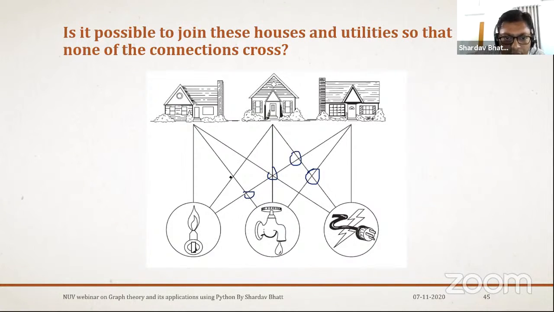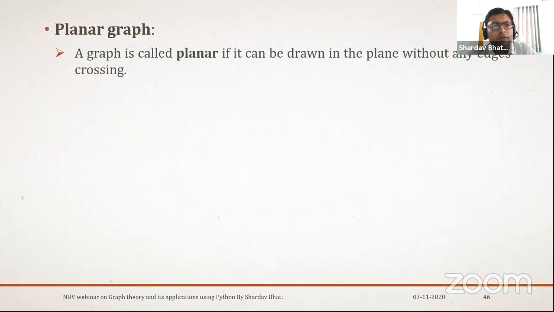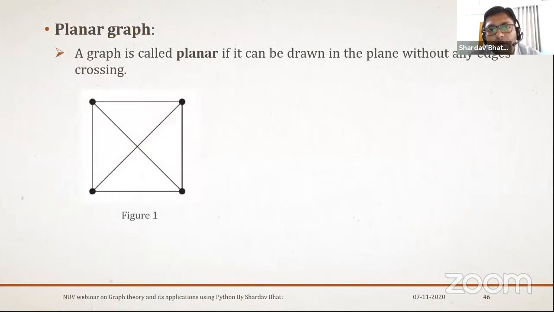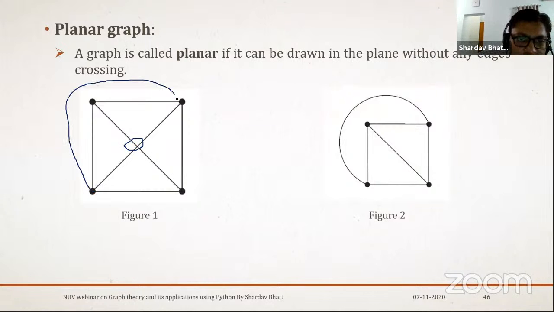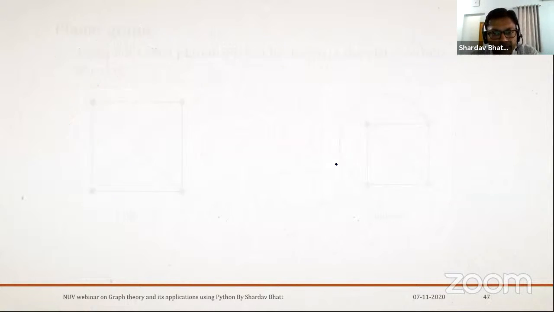You can see there are already so many crossovers of edges. I don't want crossover of edges in my graph. If that is possible, then it's known as a planar graph. So what is a planar graph? It's a graph which can be drawn without any edges crossing. In figure one, you can see 2 edges are crossing, but I can solve this by putting this edge like this. So you have something like this, and as a result, now this is a planar graph.